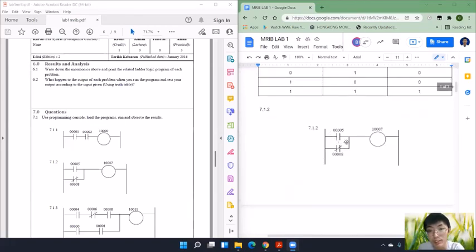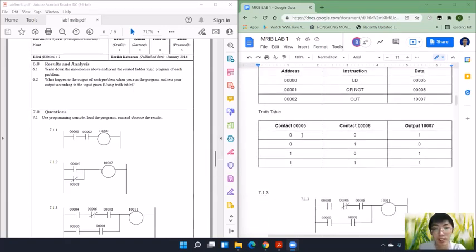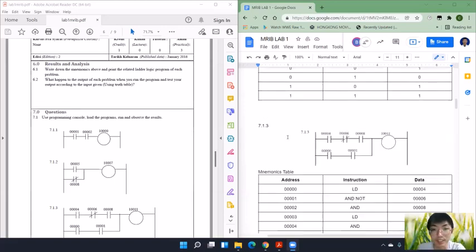For 7.1.2, this is in parallel, which means that it is an OR gate. But at the 0008 contact, it has a NOT gate. So it is also simple like this one. The results are 0, 0, 0, 1, 0, 1, 0, 1, 0, 1, 1, 1, 1. Why does it become 1? Because 0008 has a NOT gate. So 0, NOT gate 0 gives 1. 0, NOT gate 1 gives 0. 1, 1 gives 1. 1 plus 1 is 1. So this is the answer.